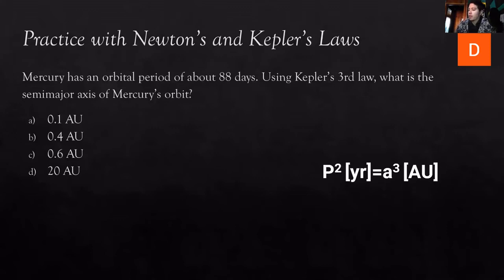Now I want you guys to attempt this problem. So Mercury has an orbital period of about 88 days. Using Kepler's third law, what is the semi-major axis of Mercury's orbit? AU is just our unit of our orbit. Go ahead and pause and figure it out.